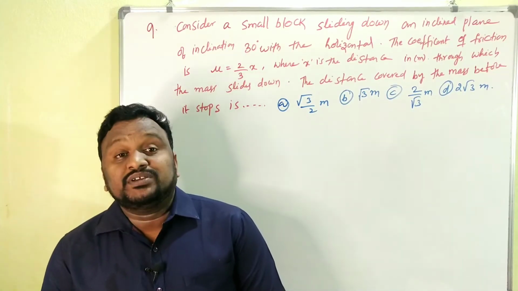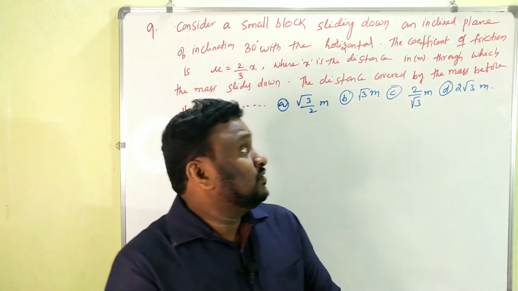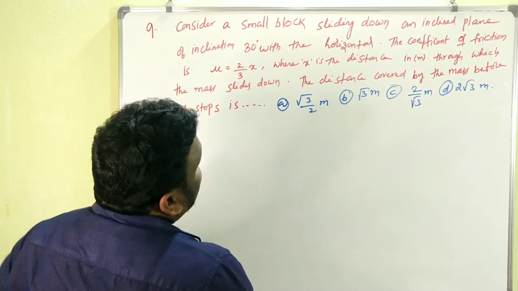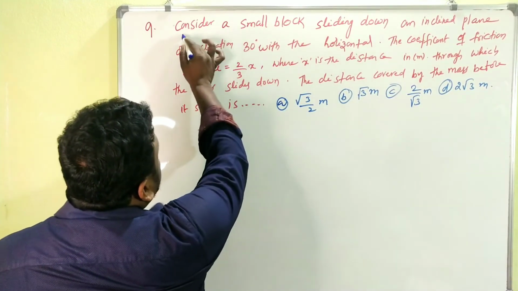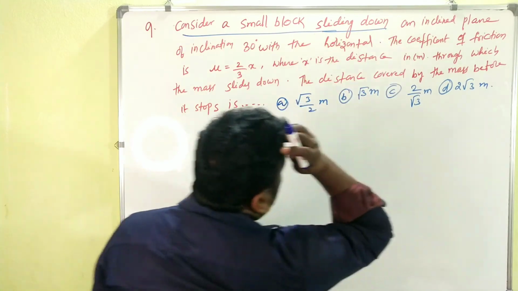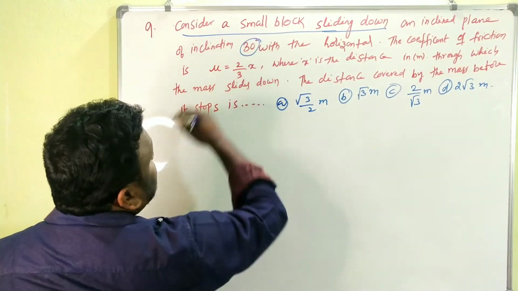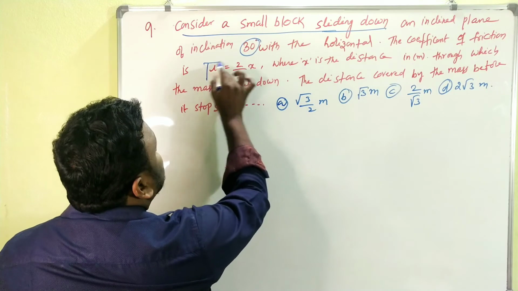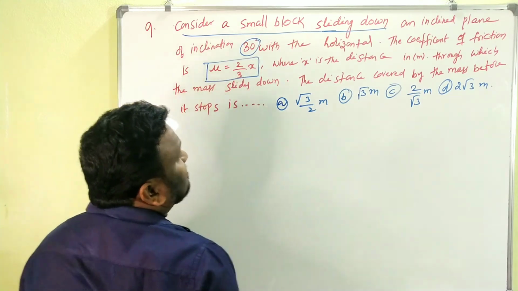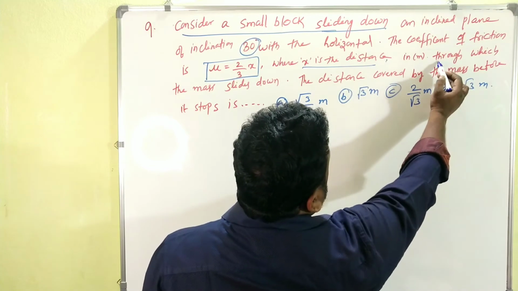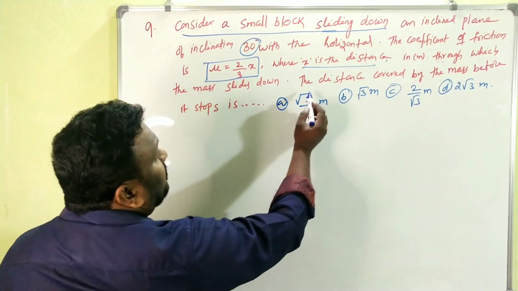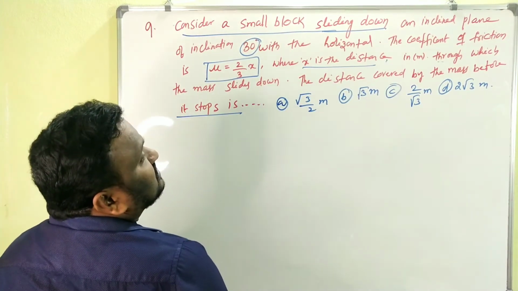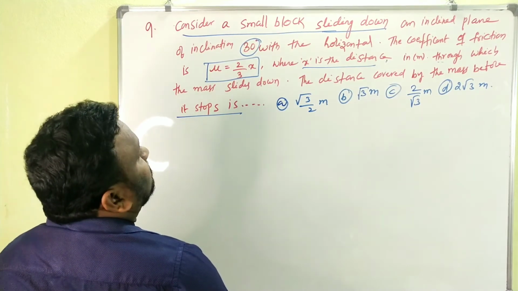See the next question, which should be on the topic of friction. The question is: consider a small block sliding down an inclined plane of inclination 30 degrees with the horizontal. The coefficient of friction is mu equals 2/3 x, where x is the distance through which the mass slides down. The distance covered by the mass before it stops is?